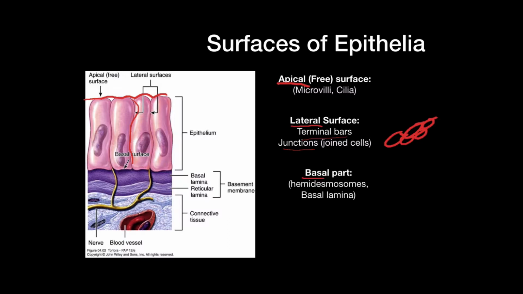And the basal part you're going to find at the bottom of the epithelial tissue, because at the bottom of every epithelial tissue, no matter what type you're going to study, you're always going to find what is called the basal membrane. And I'm going to talk more about the basal membrane in a bit. But first, let's look at the lateral surface.